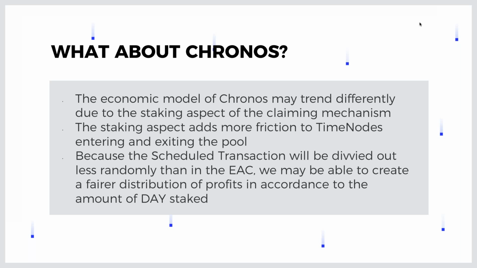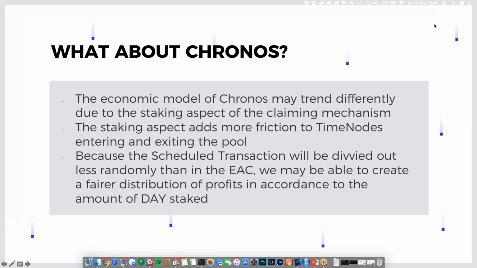In Chronos, when a time node joins the claiming pool, it actually is signing on to something that creates a little bit more friction in being able to enter and exit than just logging into the DApp or turning on the command line. So we're not exactly sure how this will affect the economic side of it yet, but there'll be a different economic model for sure, depending on the final claiming mechanism we use in Chronos.